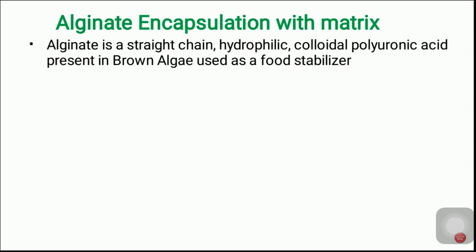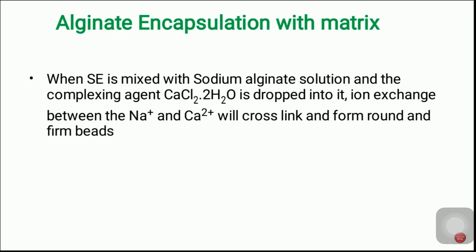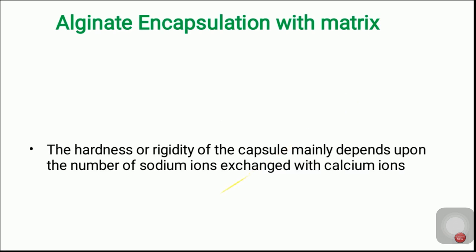Now we will see the alginate encapsulation mechanism with the matrix. Alginate is a straight chain hydrophilic colloidal polyuronic acid present in brown algae, used as a food stabilizer. When somatic embryos are mixed with sodium alginate solution and complexing agents such as calcium chloride, ion exchange between sodium and calcium will cross-link and form rounded and firm beads.